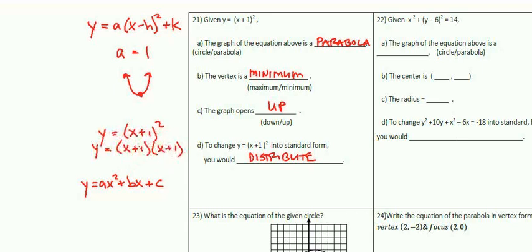And now you see what I would do is distribute the x's together. X times x is x squared. X times 1, the outside terms, is x. X times 1, there's your inside terms. And 1 times 1 is your last terms. You would have to distribute to get to standard form. So letter D is distribute.